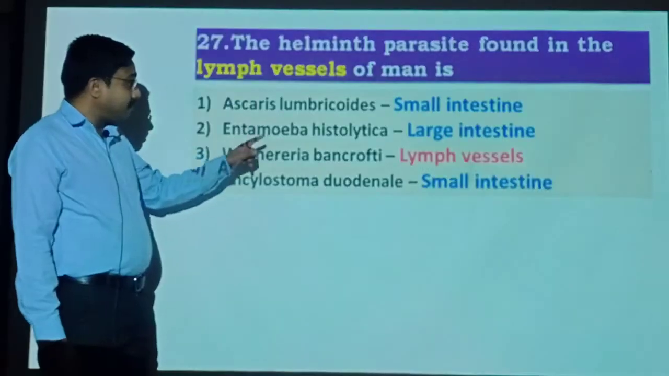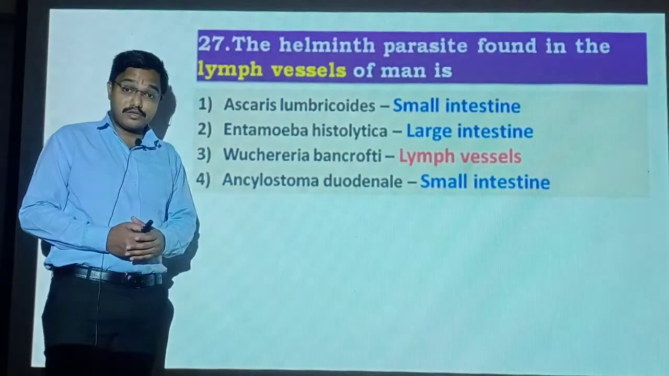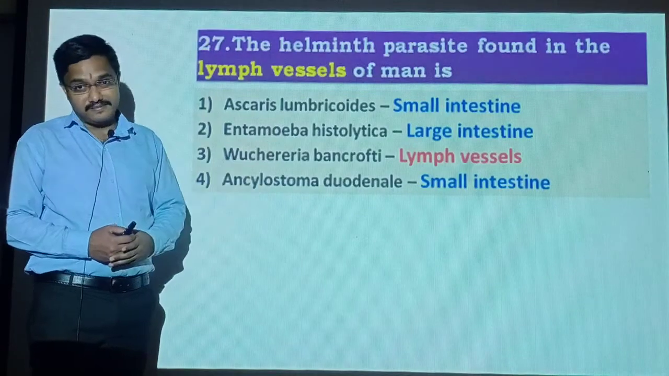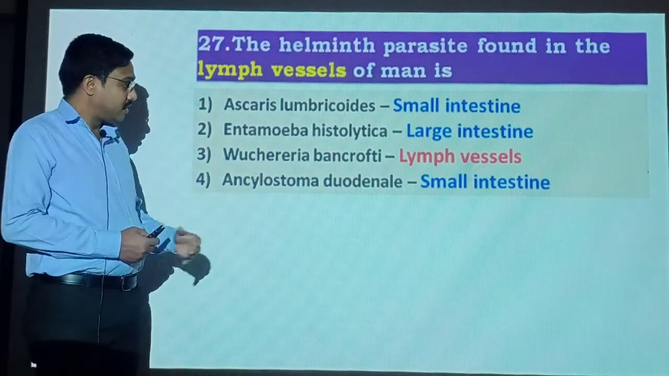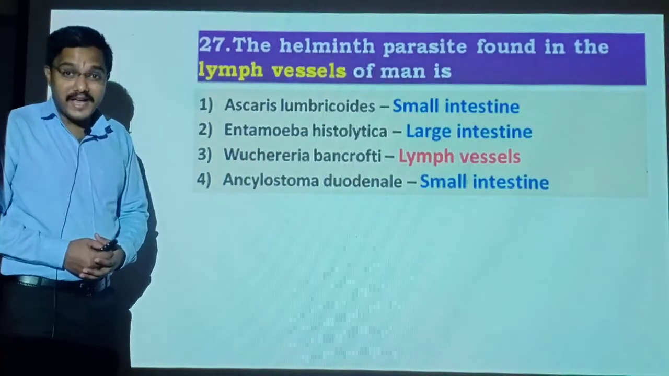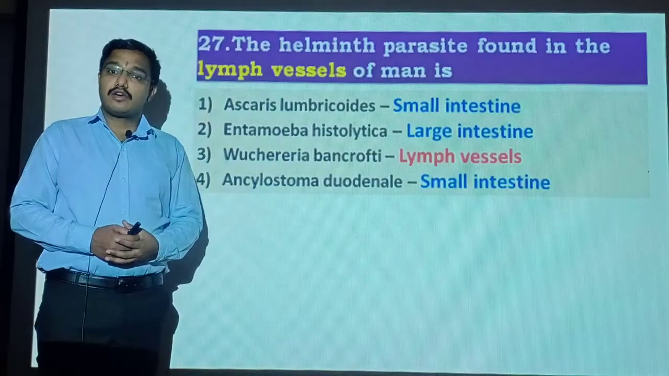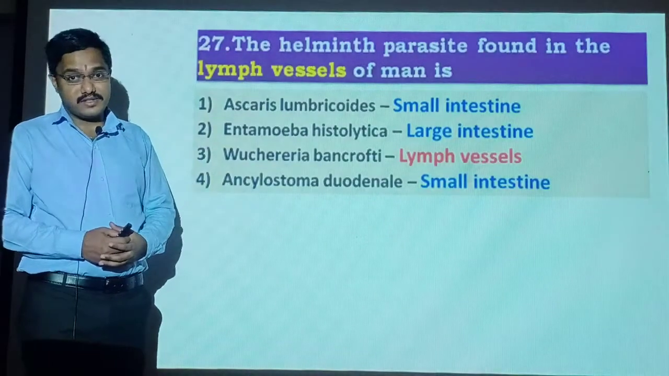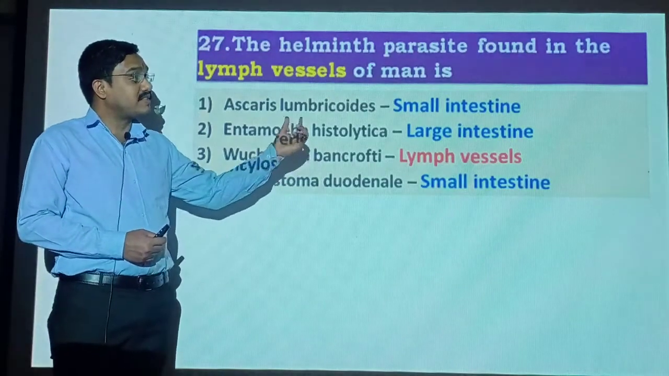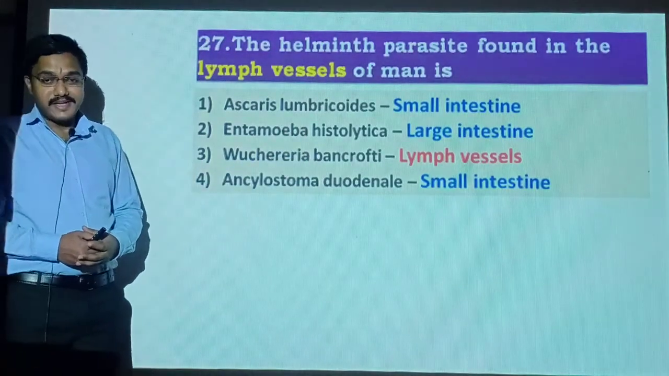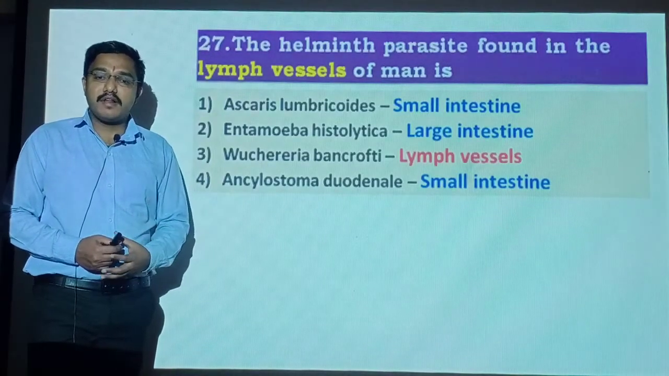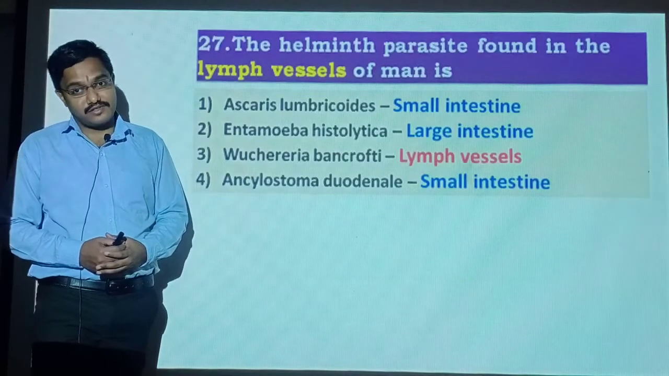Second option, Entamoeba histolytica. It is also a parasite. It lives in the large intestine of human. Wuchereria bancrofti. As we know, Wuchereria cause elephantiasis. These Wuchereria species live in lymph vessels. Therefore, in elephantiasis, there is a chronic inflammation of lymphatic vessels.